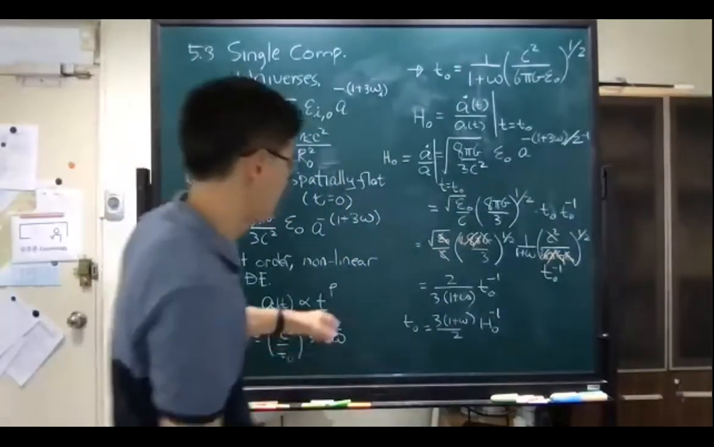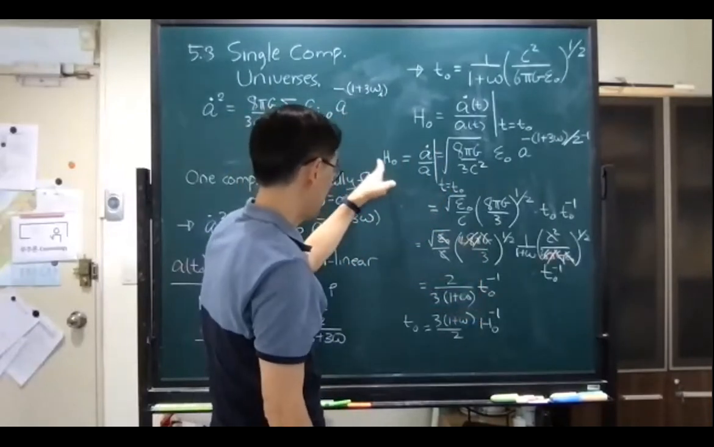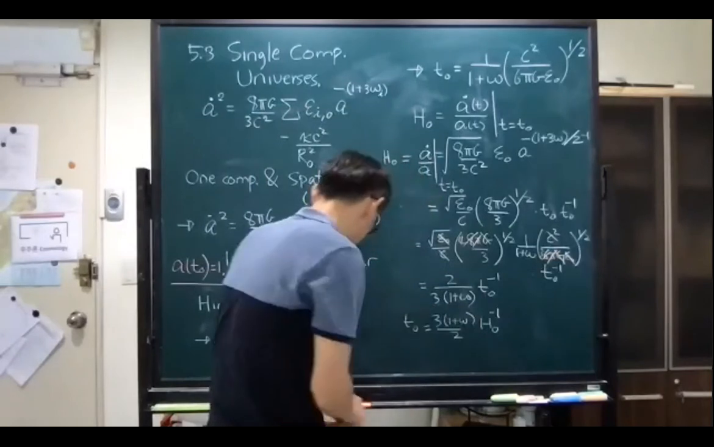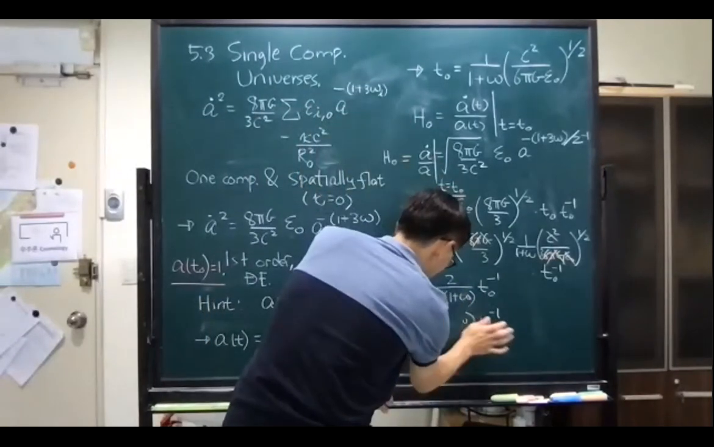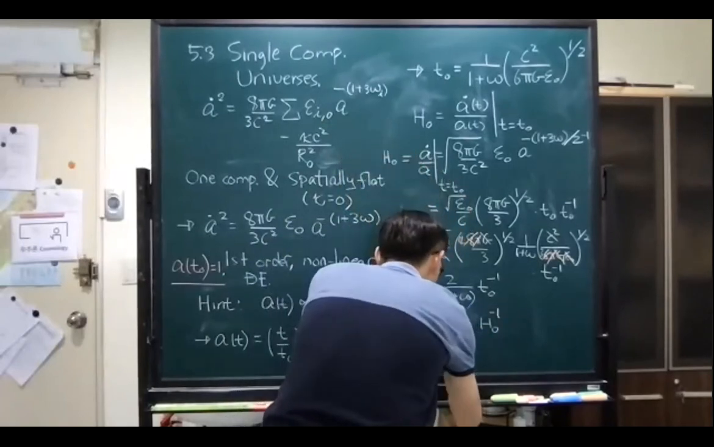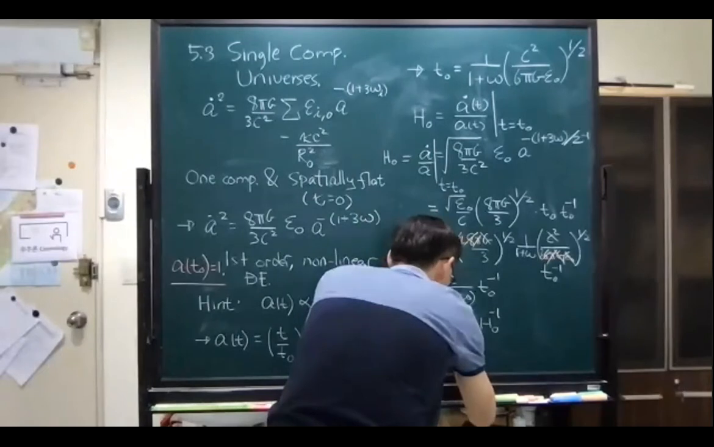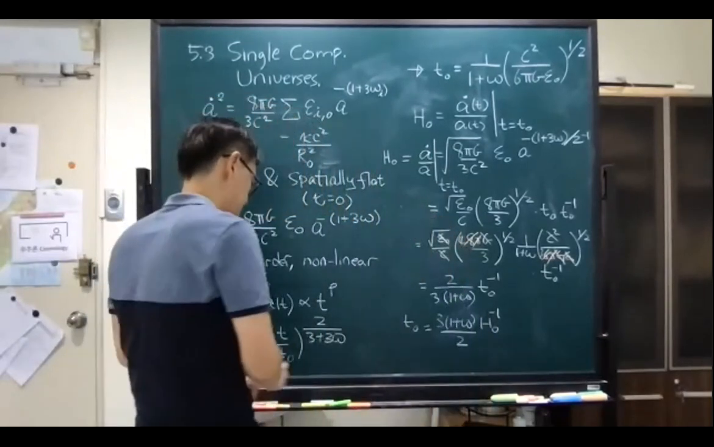Something, oh no. The t0 goes there and h0 was there, so there's no flip. It's not flip. 3, 1 plus w/2 should be D.